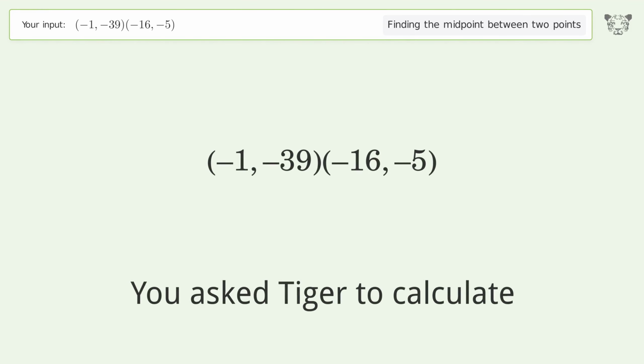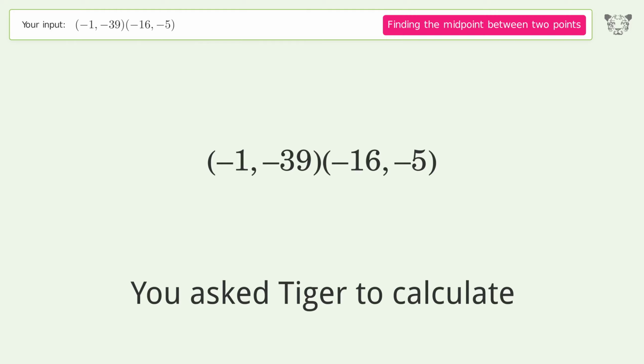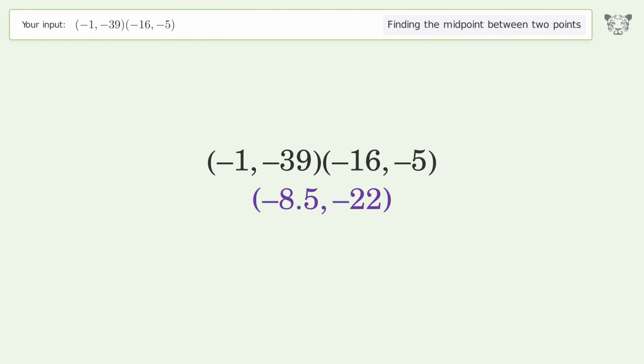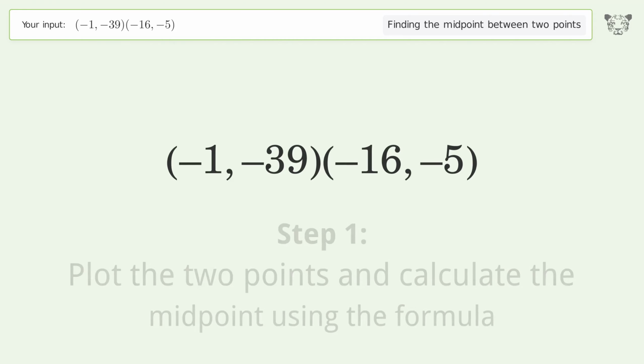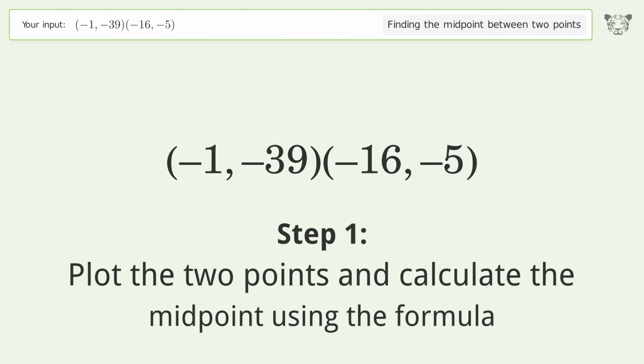You ask Tiger to calculate. This deals with finding the midpoint between 2 points. The midpoint between the 2 points is -8.5, -22. Let's solve it step by step. Plot the 2 points and calculate the midpoint using the formula.